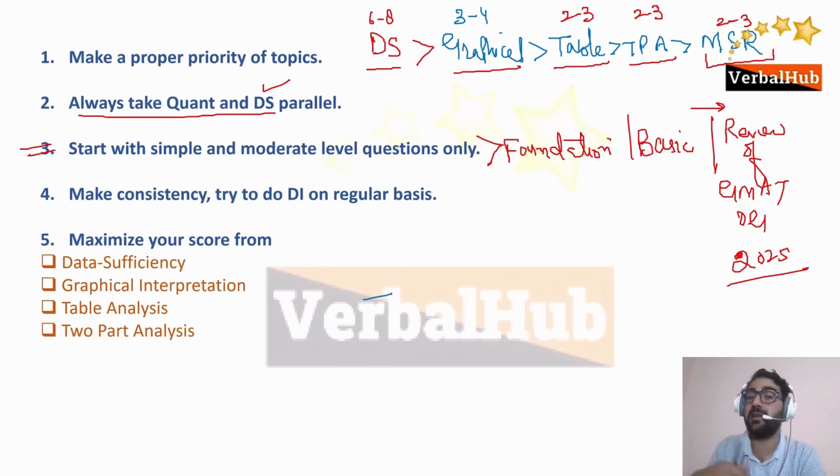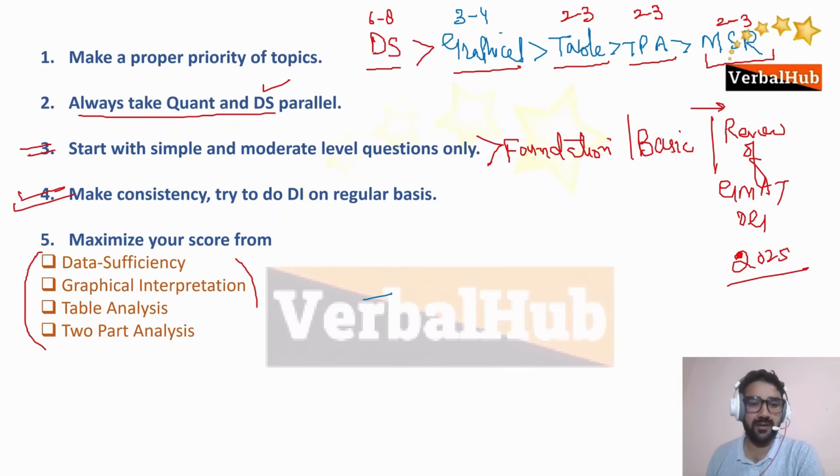For example, you make a pattern: we will do graphical today, I do 2 questions, no problem. Tomorrow table, 1 question, okay, no problem. Two-part analysis the next day, no problem, right? That's the best thing you can do. The next thing I want to tell you is that you have to be consistent, as I already said, and you can maximize your score from this part.